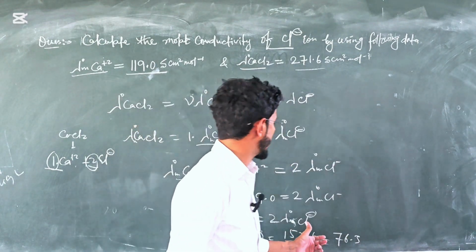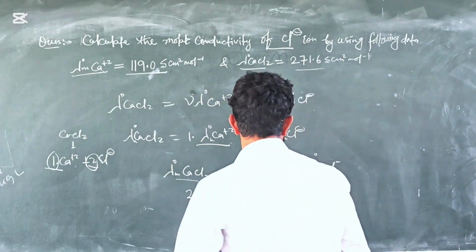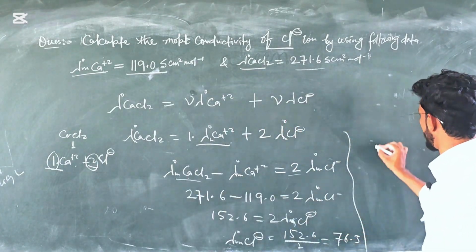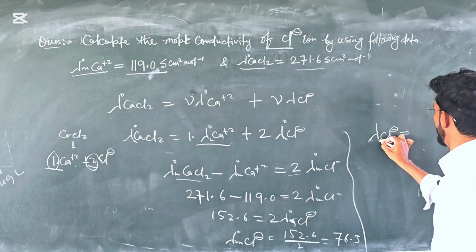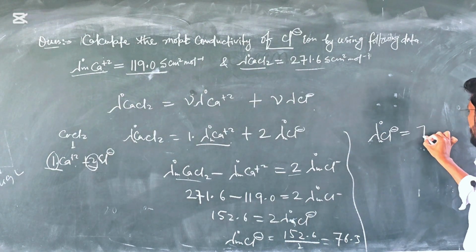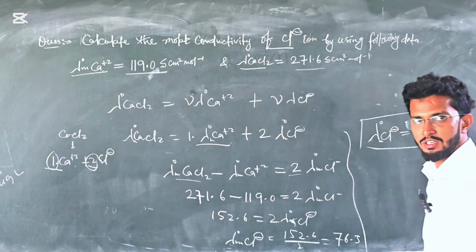In some books it is given wrong, because here the value of mu is not considered in some of the books. The answer of lambda m naught Cl minus is equal to 76.3. That is the correct answer. Okay, hope you got the answer.